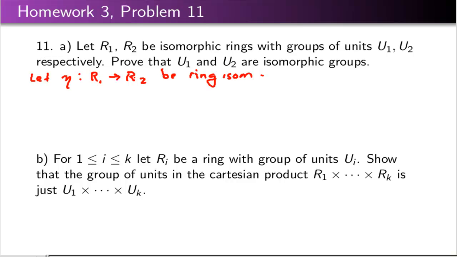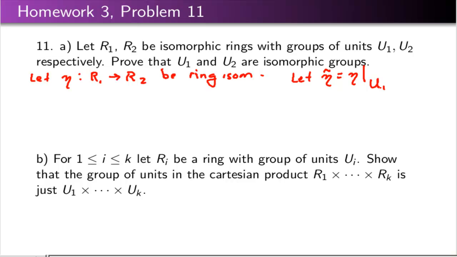And now we've got this subgroup of units U1, so let's let, say, eta hat be eta restricted to U1. So I'll write it like that. So that means I'm taking the domain of eta, which was originally R1, and restricting it to U1. Well, then clearly eta hat is a group homomorphism, since eta is a ring homomorphism, so it's both multiplicative and additive.